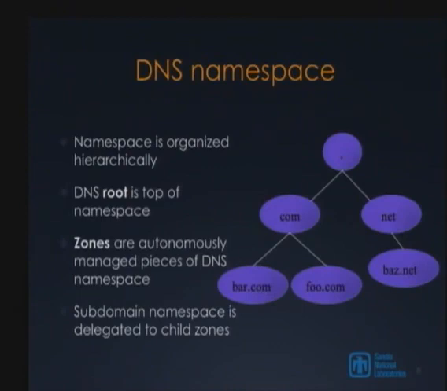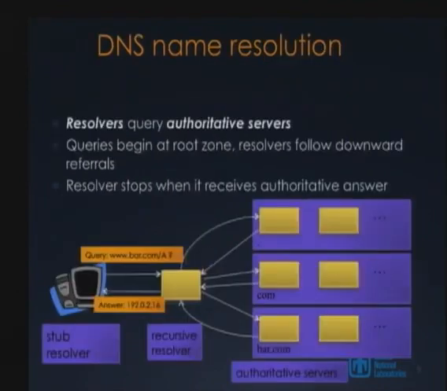So just a little bit of review, and I'll just spend a little bit of time on these slides. The DNS namespace is organized hierarchically. You delegate out your management so that you start with the root at the top, then you have your com and net, for example. And a zone is what we refer to as an autonomously managed portion of the DNS namespace, like bar.com in this particular example. So that's the way the namespace is organized.